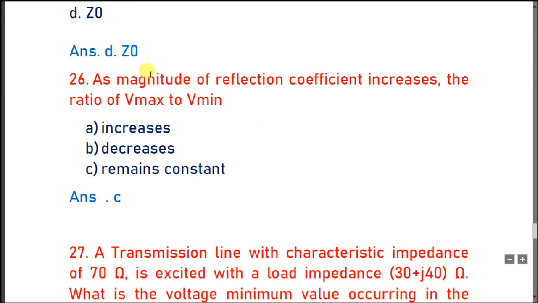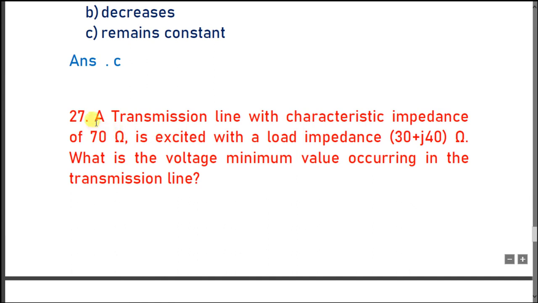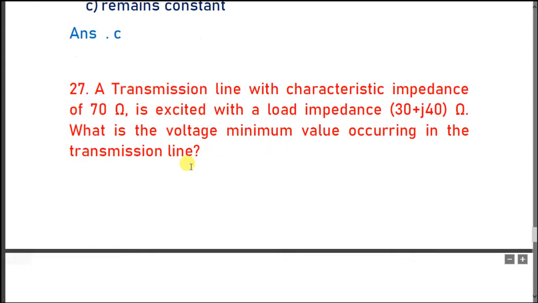Okay, so you remember this thing, magnitude always remains constant. So answer is C. A transmission line with characteristic impedance of Z0 equal to 70 ohm is excited with load impedance ZL equal to 30 plus j14. What is the voltage minimum that occurs on the transmission line?